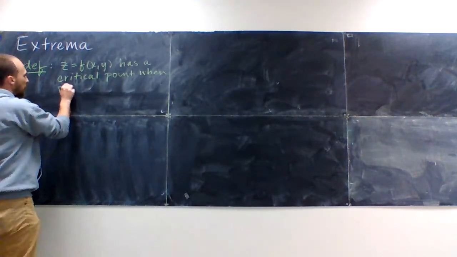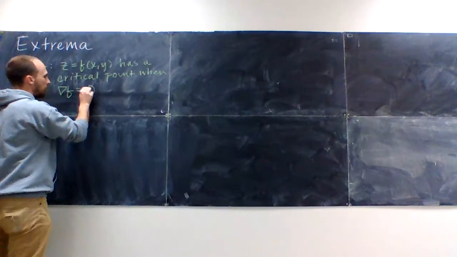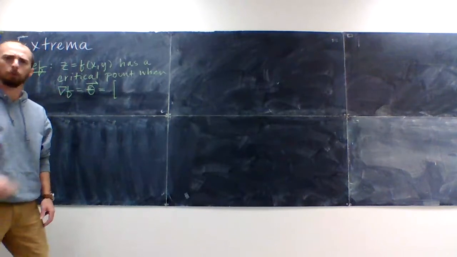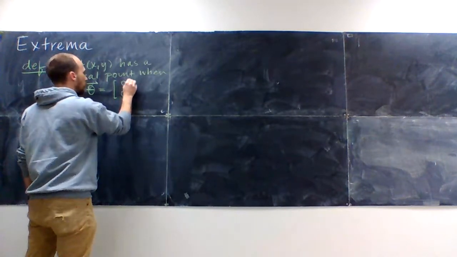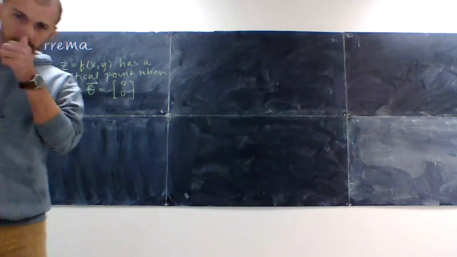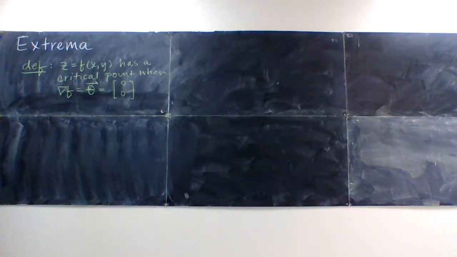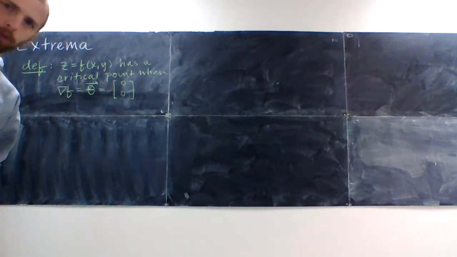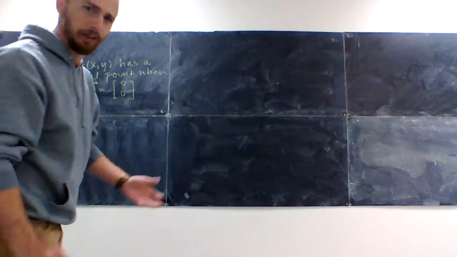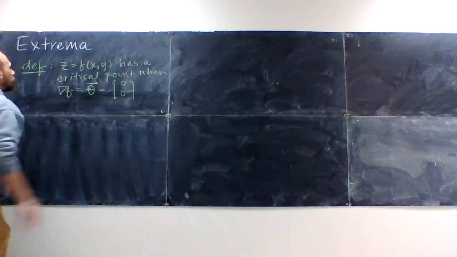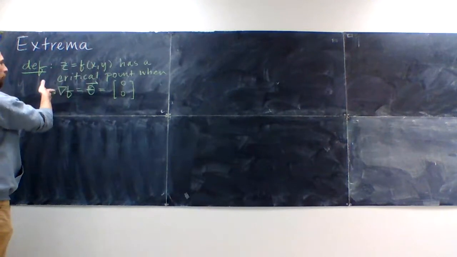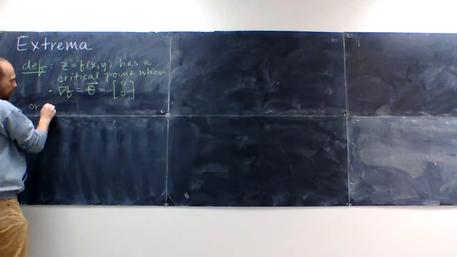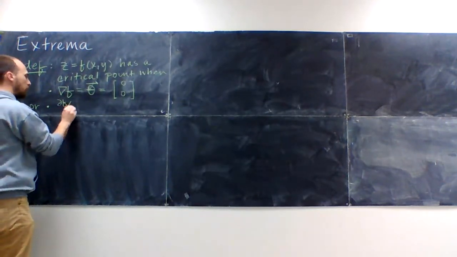So when the gradient of f is equal to the 0 vector, which, for anybody that didn't take linear algebra with me last semester, is the vector 0, 0. This could be true for, say, w equals f of x, y, and z, or some real valued multivariable function that maps R^n into R. We would just need more zeros. It has a critical point when either the gradient is equal to 0 or one of the partials fails to exist.